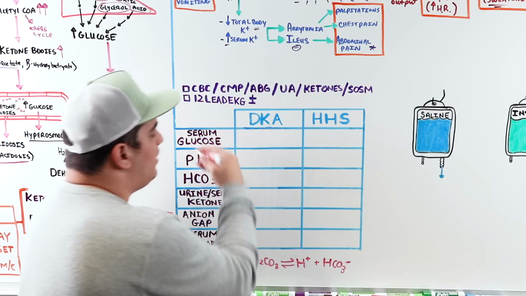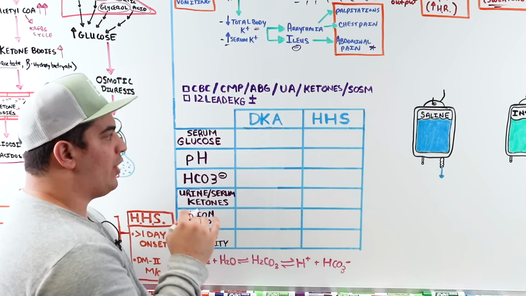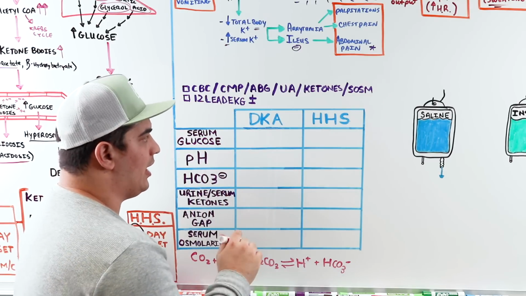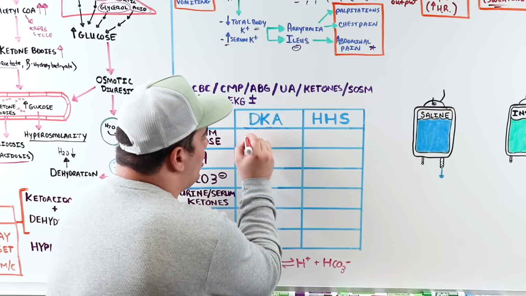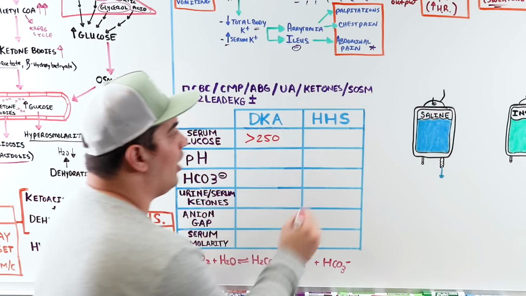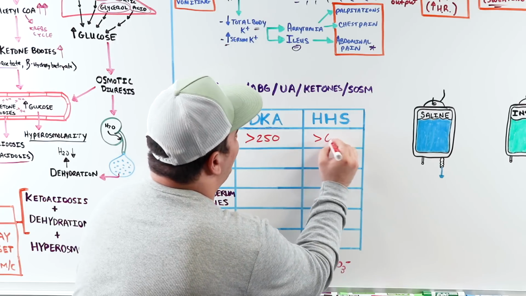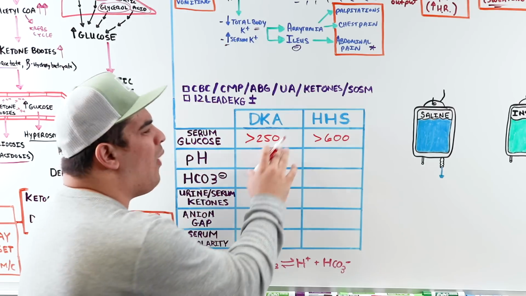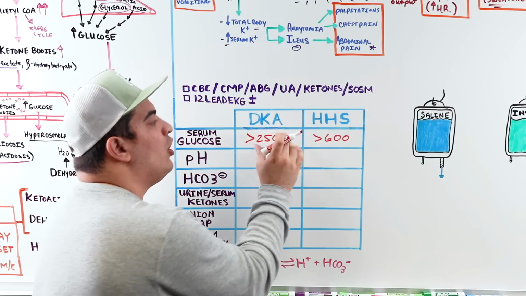So let's say that we do that and we get some of these things that we really want to focus on here. The first thing is checking their glucose, which is going to be in milligrams per dL. Now in DKA, I want you to remember that this is generally greater than 250 milligrams per dL, while in HHS, it's super high, greater than 600 milligrams per dL. Why is this? Because they both cause hyperglycemia.